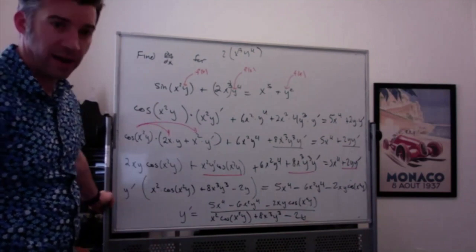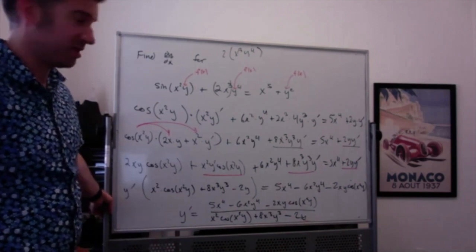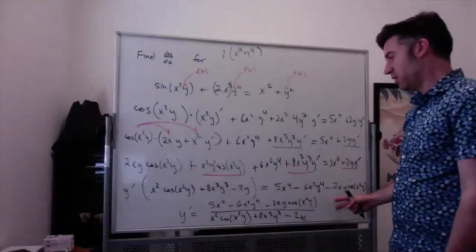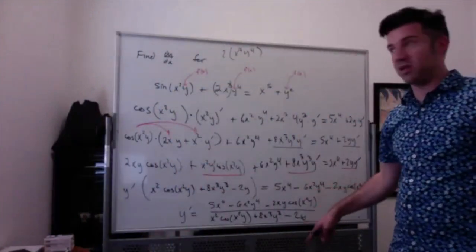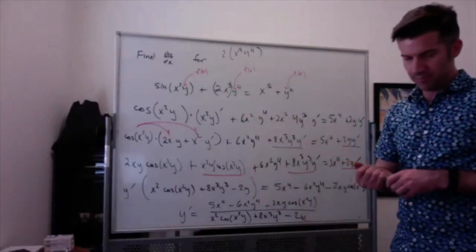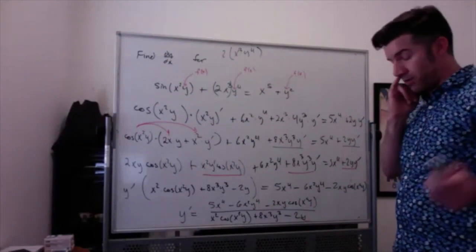And no one in their right mind would ever ask you to find the second derivative of this, because finding the second derivative would require an insane quotient rule. And then for every y prime that showed up, you'd have to plug in this thing you just found, which is terrible.